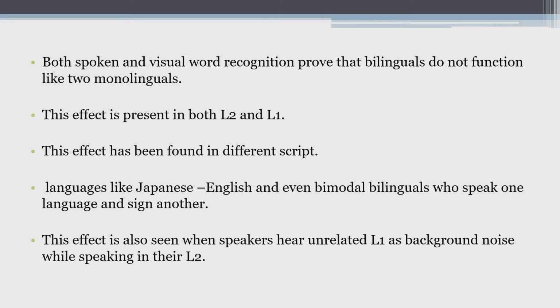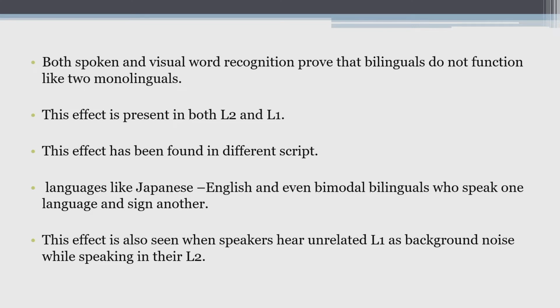Both spoken and visual word recognition prove that bilinguals do not function like two monolinguals, meaning that in a bilingual, both languages interact with one another, and as a result a bilingual is not two monolinguals put together. So, when a bilingual speaks in language 1, only language 1 is active; when he speaks in language 2, only language 2 is active.